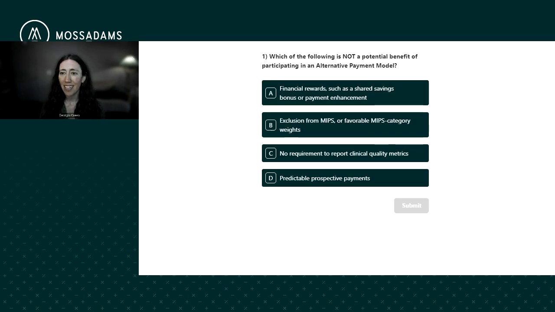So we're going to pause here and have our first polling question. All right, thank you, Georgia. So the first polling question is, which of the following is not a potential benefit of participating in an alternative payment model? And the polling questions are located right on the slides that we're presenting. So if you can't see it, you may need to hit the F5 key to refresh your console. And we do have quite a bit of content to get through today, so we're going to try and move through these polls pretty quickly. You'll just select the button next to the answer you choose and then make sure to hit that submit button.